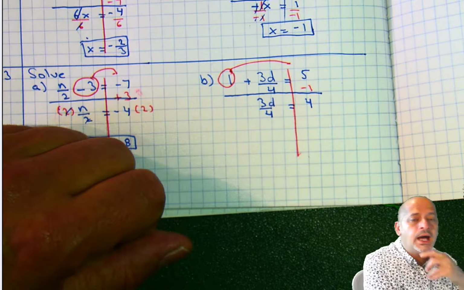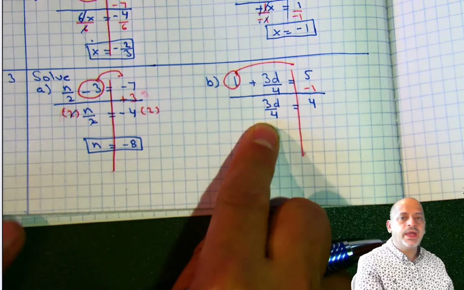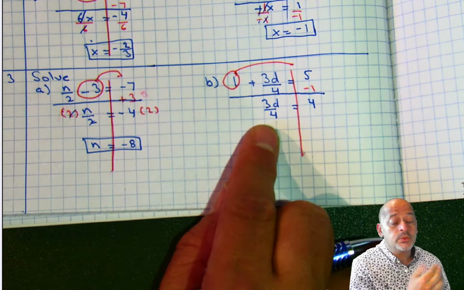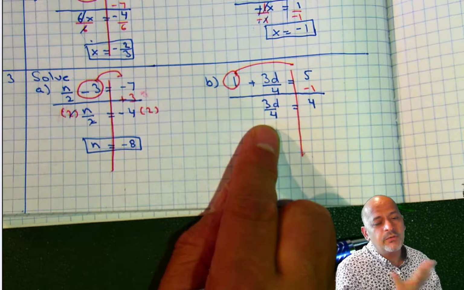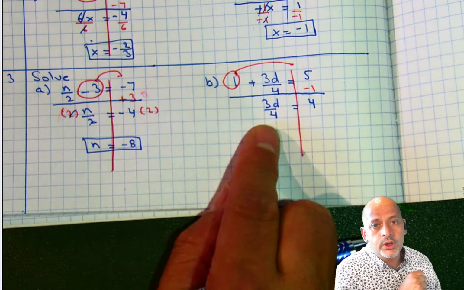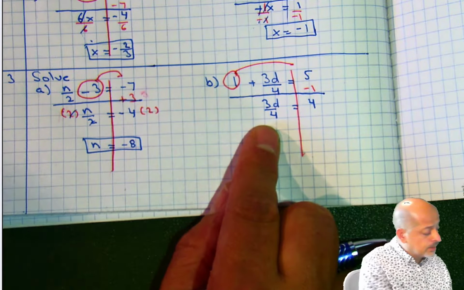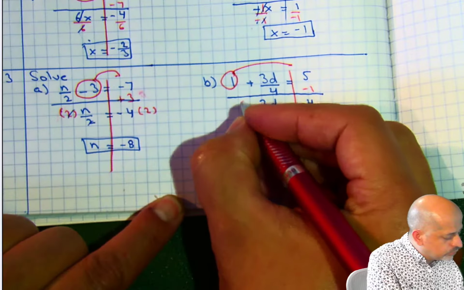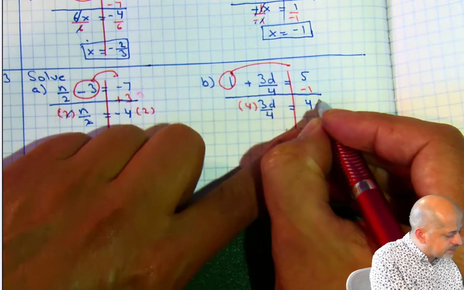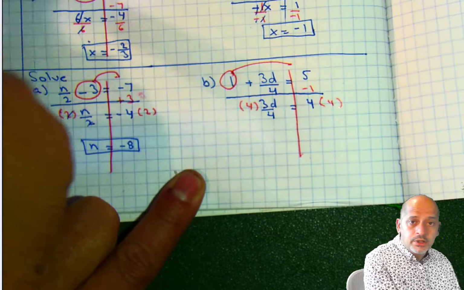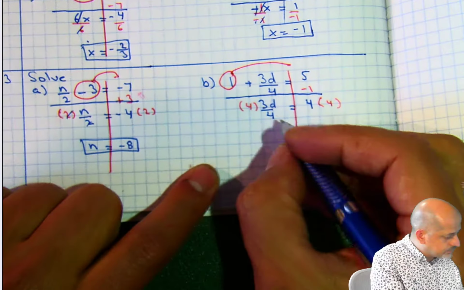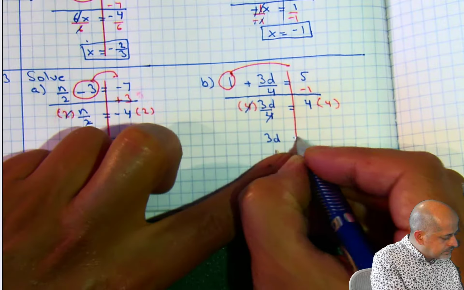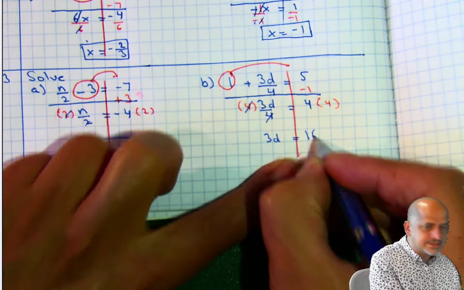And now, I need to get rid of the 3 and the 4. Which one should I do first? Now, you can do them all at the same time. But for my class, and for now, we're going to do one at a time. I'm going to get rid of the division. So the 4 is dividing, so I'm going to multiply both sides by 4, because the opposite of division is multiplication, and they are going to cancel. We have 3d is equal to 4 times 4 is 16.